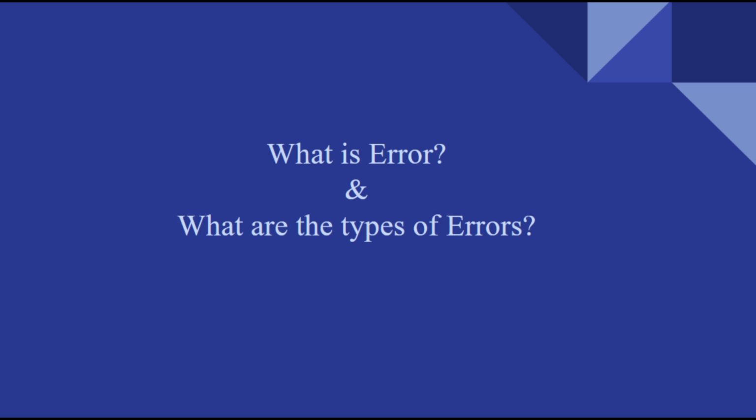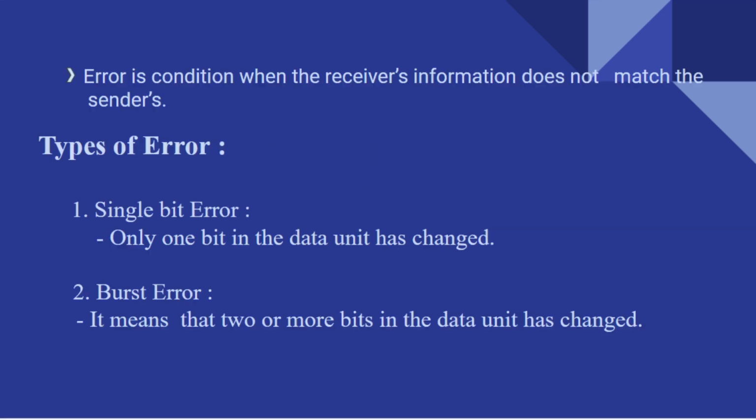What is error and what are the types of error? So error is a condition where the receiver's information does not match the sender's. Digital signals suffer from noise during transmission that can introduce errors in the binary bits traveling from sender to receiver. That means a 0 bit may change to 1 or a 1 bit may change to 0.